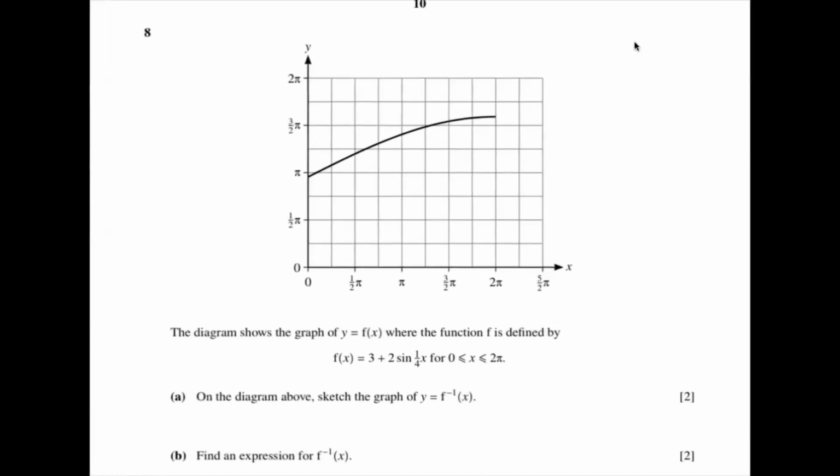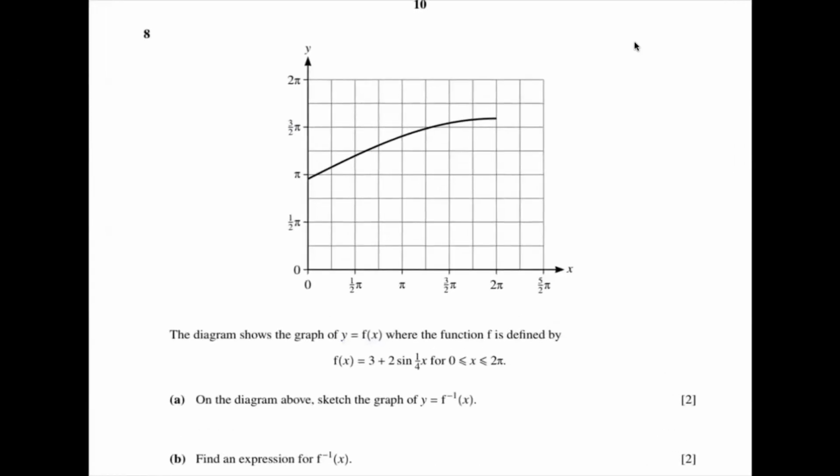Now, in question number 8, we have been given a function. The graph of the function is already drawn. The function is 3 plus 2 sine 1/4 of x. The domain is given. On the diagram above, sketch the graph of the inverse function. The inverse function is just a reflection of the function in the line y equals x. So the first thing that you need to do is draw the line y equals x.